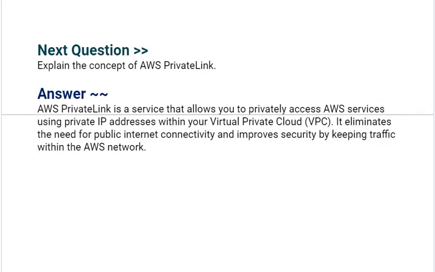Our next interview question is: explain the concept of AWS PrivateLink. Your answer should be AWS PrivateLink is a service that allows you to privately access AWS services using private IP addresses within your virtual private cloud VPC. It eliminates the need for public internet connectivity and improves security by keeping traffic within the AWS network.